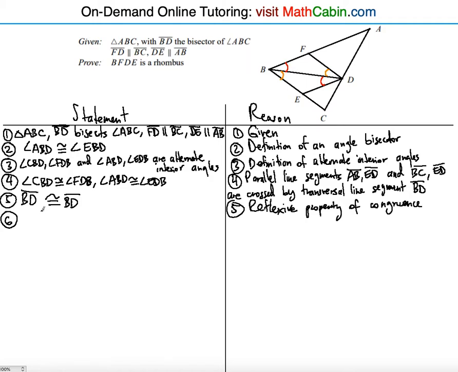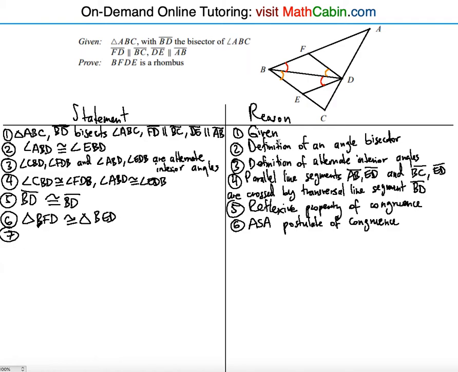So guess what? Now we're ready to say that these two triangles are congruent. So triangle BFD is congruent to triangle BED. And the reason for that is the angle side angle postulate of congruence. Angle, that's one set. Side, which is shared, and the second set of congruent angles. Angle, side, angle.